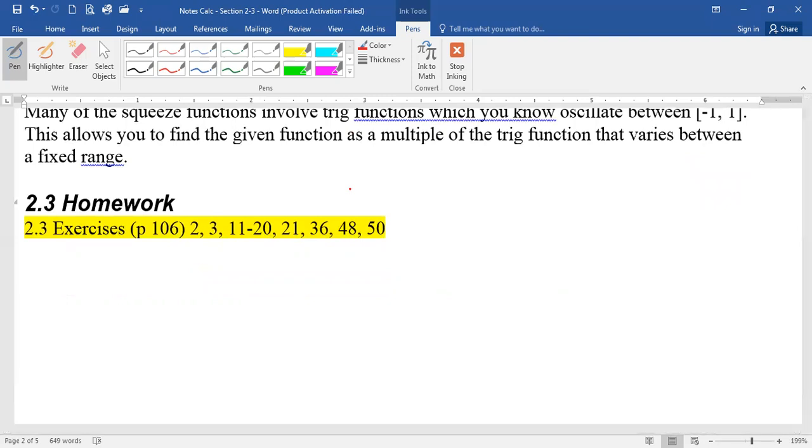Okay, so that is your assignment. You can go ahead and get busy working on that. We will have a quiz tomorrow over these first 3 sections. So we'll go over these problems first, and then we'll have the quiz. It will be a short quiz.